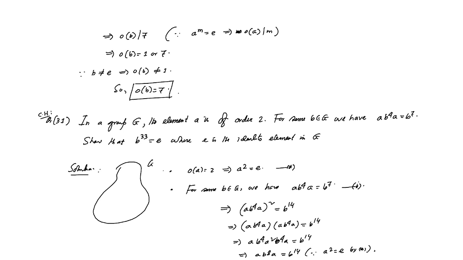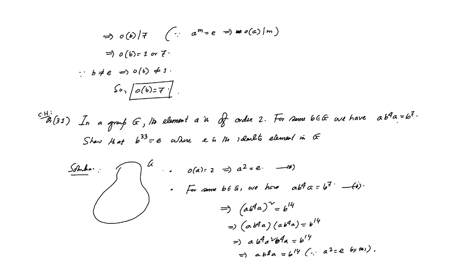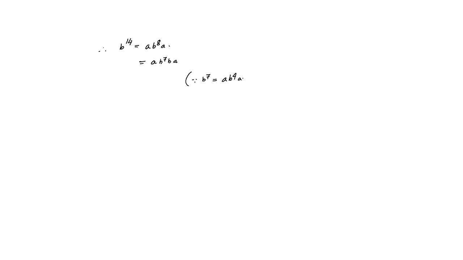So what do we get? Therefore we get B to the power 14 equals A B to the power 8 A. Now we can write B to the power 8 as B to the power 7 times B, and since B to the power 7 is given as A B to the power 4 A, we can write A B to the power 4 A B A. So that means A square B to the power 4 A B A. Now since A square equals identity, that implies B to the power 4 A B A.